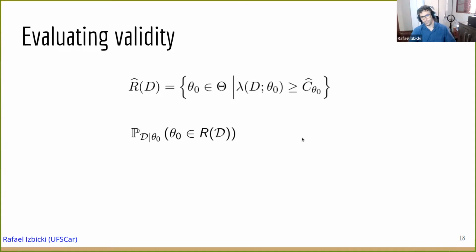All right, but okay, the quantiles are estimated. So we want to know whether we have the right coverage. That is, we want to know whether this probability is close to 1 minus alpha for every theta zero. So what do we do to evaluate this?